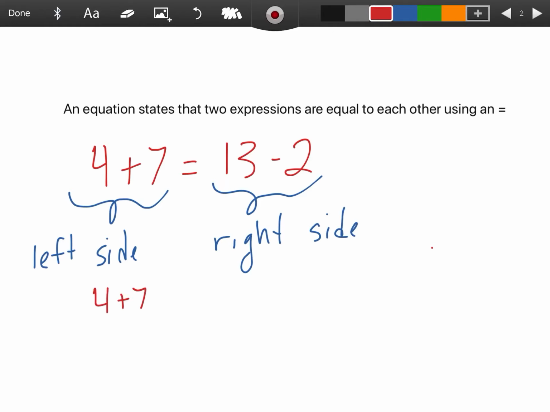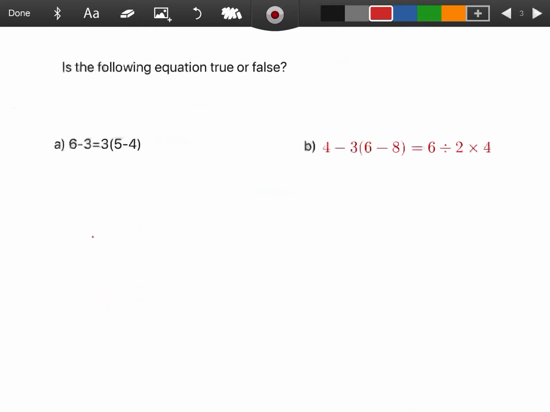So again, let's just start off. All right, 4 plus 7 equals 13 minus 2. And I just like to go right down, keep the left side underneath the left side. So 4 plus 7, well, I know that's 11. And then 13 minus 2, I know that is also 11. So we get 11 is equal to 11. So yes, this is a true equation because the expression on the left side, 4 plus 7, is equal to the expression on the right side, 13 minus 2.